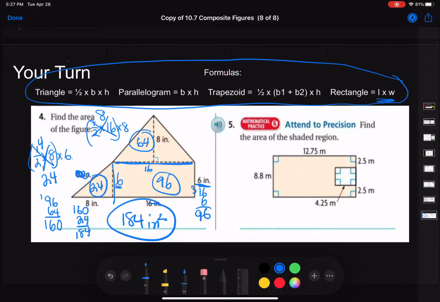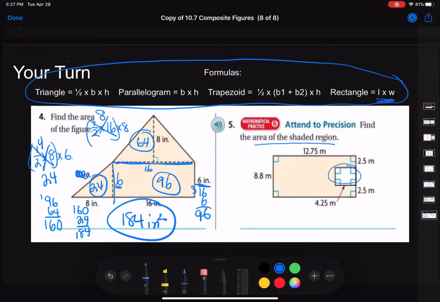All right, this last one, you have two shapes. You have a square and a rectangle. So you have to find the area of both of them, but then it only wants the area of the shaded region. So once you know this one, you're going to subtract it from the area of the rectangle. I'm definitely pulling out my calculator here.